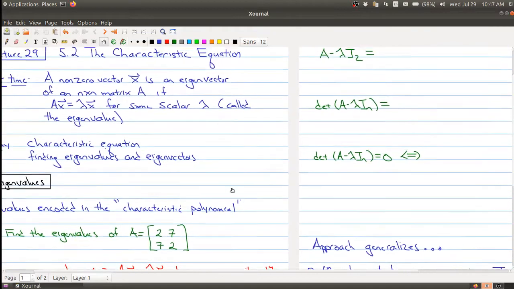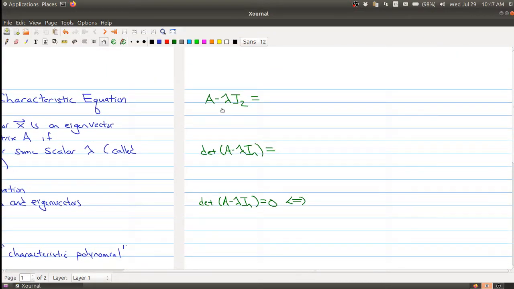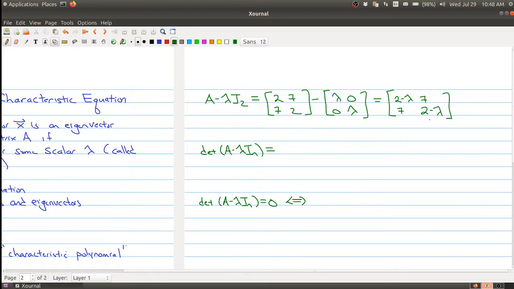I'm going to do it over here. So we want to look at the matrix A minus lambda I2. We don't know what lambda is, that's what we're trying to find, but we know what A is. It's 2, 7, 7, 2. And lambda times I2 is the matrix with lambdas all down the diagonal. So we can simplify this and we get 2 minus lambda, 7, 7, 2 minus lambda. So that's our matrix, and we can now compute the determinant of this matrix, treating lambda as unknown. The determinant is you multiply down the diagonal and subtract the anti-diagonal.